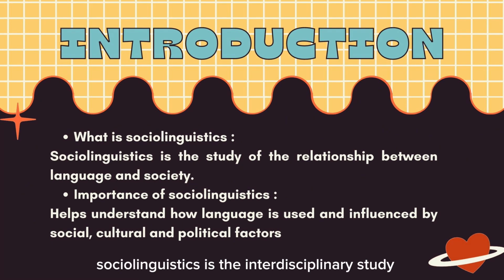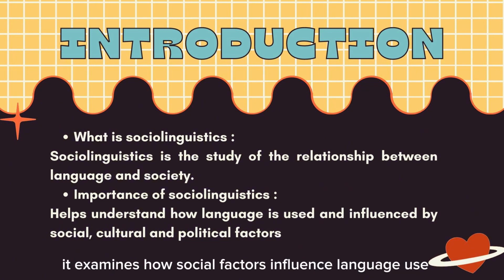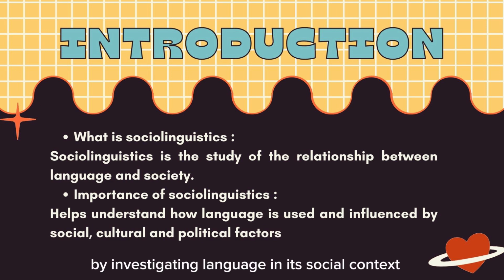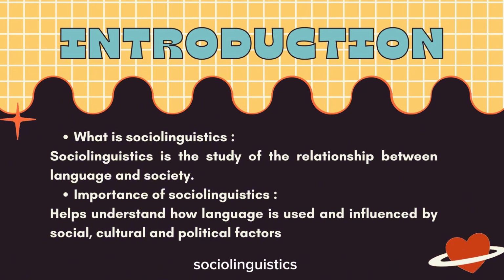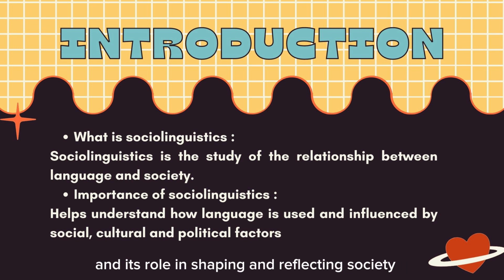Sociolinguistics is the interdisciplinary study of the relationship between language and society. It examines how social factors influence language use, variation, and change. By investigating language in its social context, sociolinguistics aims to understand the dynamic nature of language and its role in shaping and reflecting society.